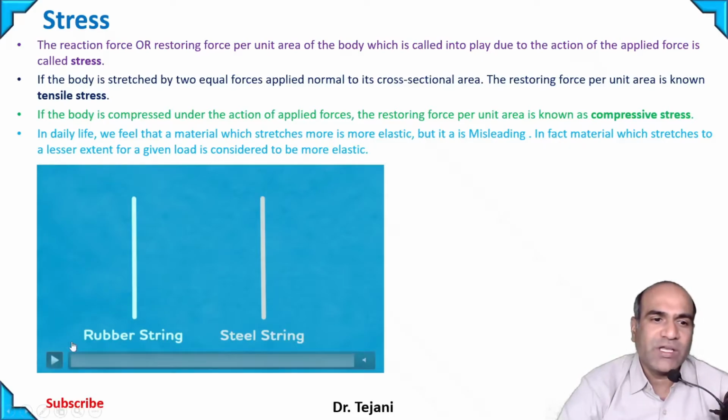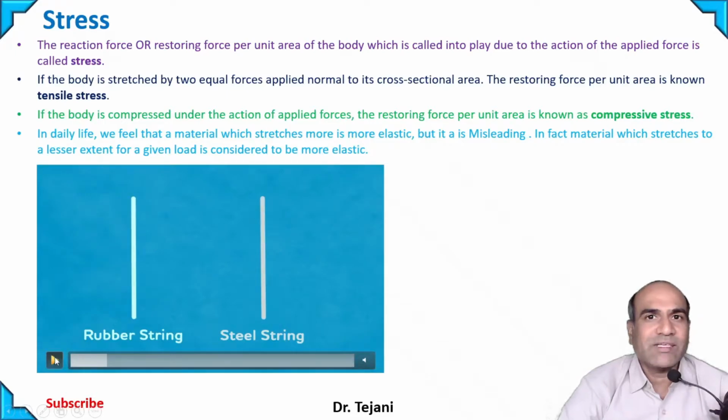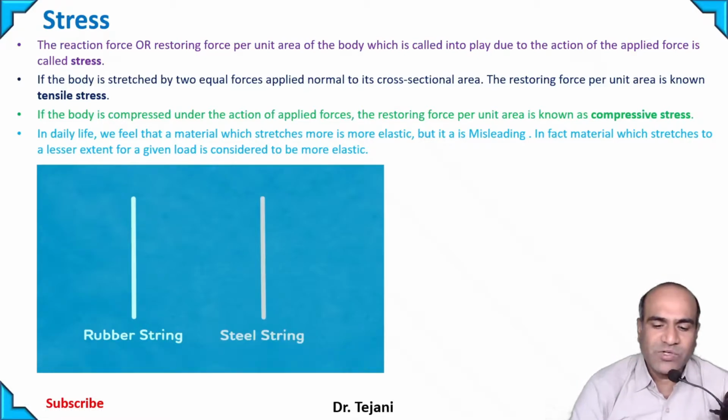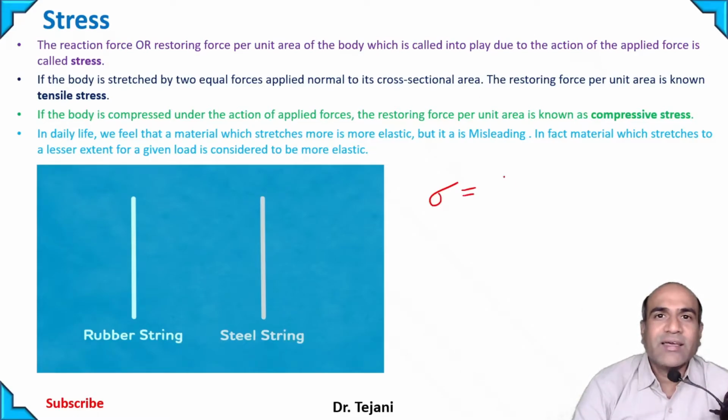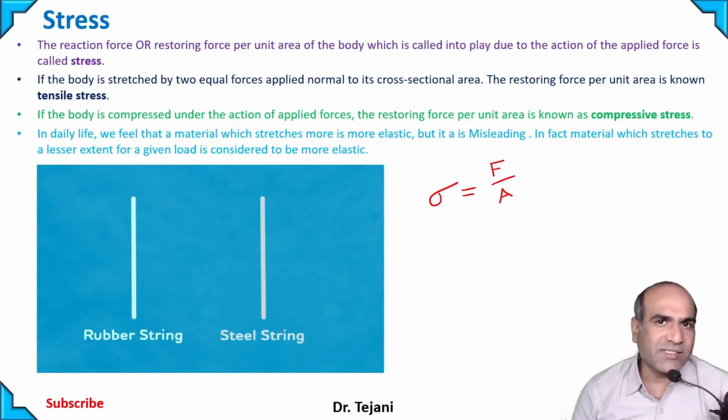One is a rubber string, and you can see there is a steel string. We know the rubber and steel string properties. Both have some length L, and both have equal diameter. Whatever stress is there, in general stress sigma is equal to applied force divided by cross-sectional area. This is the equation of tensile stress as well as compressive stress, the common equation for both.